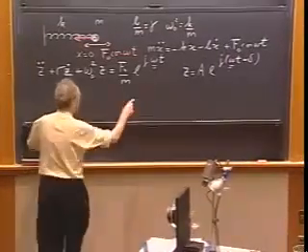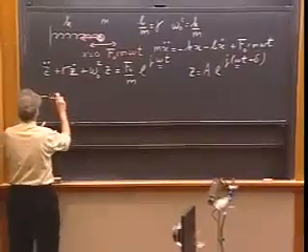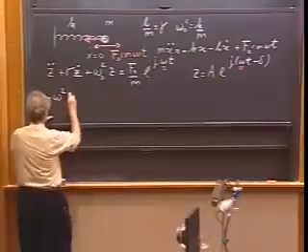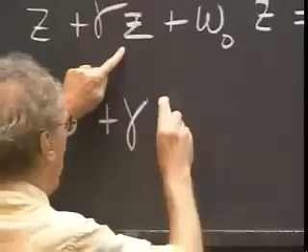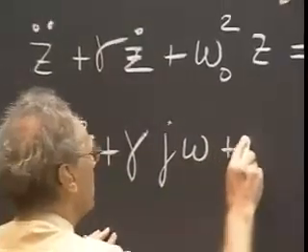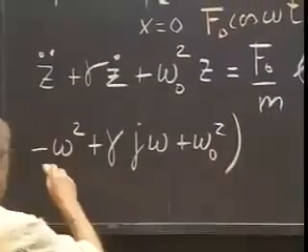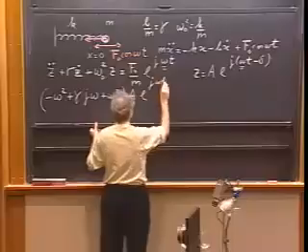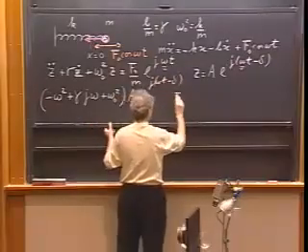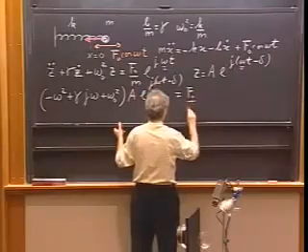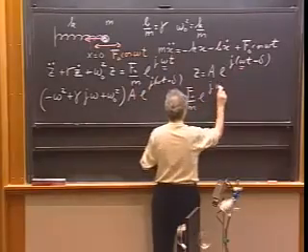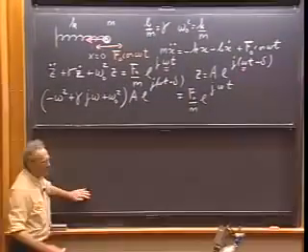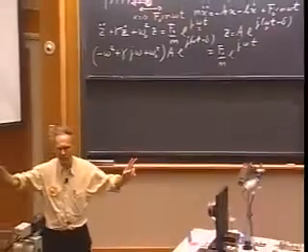So now I'm going to take the second derivative, so I get minus omega squared. j omega comes out twice, so I get minus omega squared. Then I get plus gamma times j omega. Then I get plus omega 0 squared. And that whole thing multiplied by A times e to the power j omega t minus delta now equals F0 divided by m times e to the power j omega t. So the whole thing is now in the complex plane. And you see that e to the power j omega t cancels on both sides.